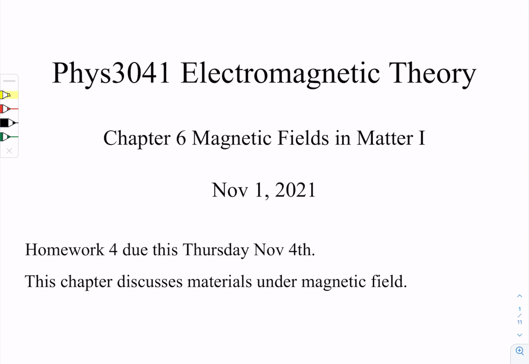In chapter 5, we discussed magnetostatics in vacuum. Here we consider magnetic fields with matter, just like what we did in chapters 2.3 and 2.4 in the electrostatics case.